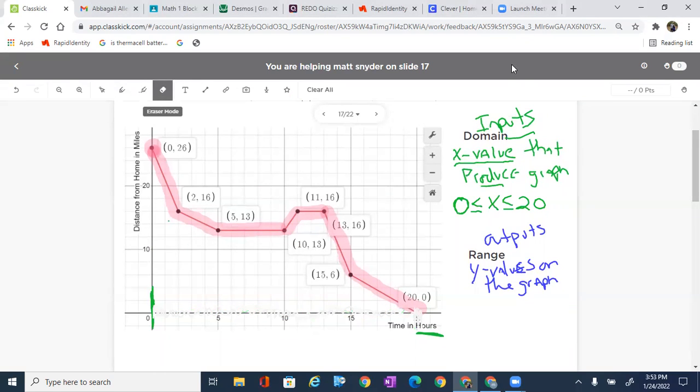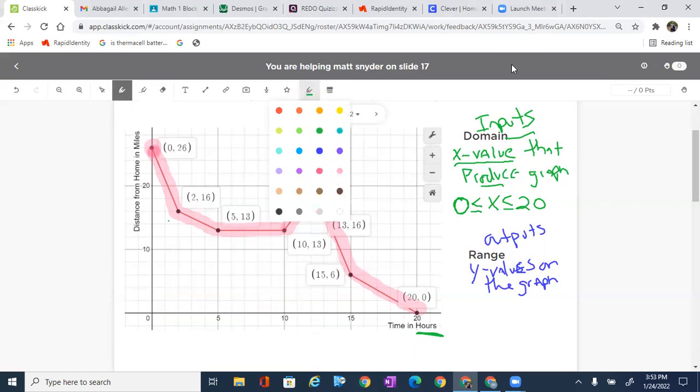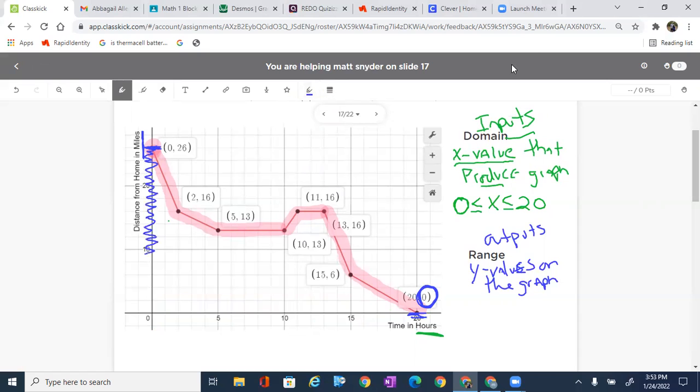Now, the next part we'd go to is the range. Well, what are our Y values? And you might see that now. Our Y values represent the miles. And we know that they started 26 miles away and they end up 0 miles away from home because they're going to end up at home. So what are the range values? Well, they started at 26 and they work their way home until they are 0 miles away from home.